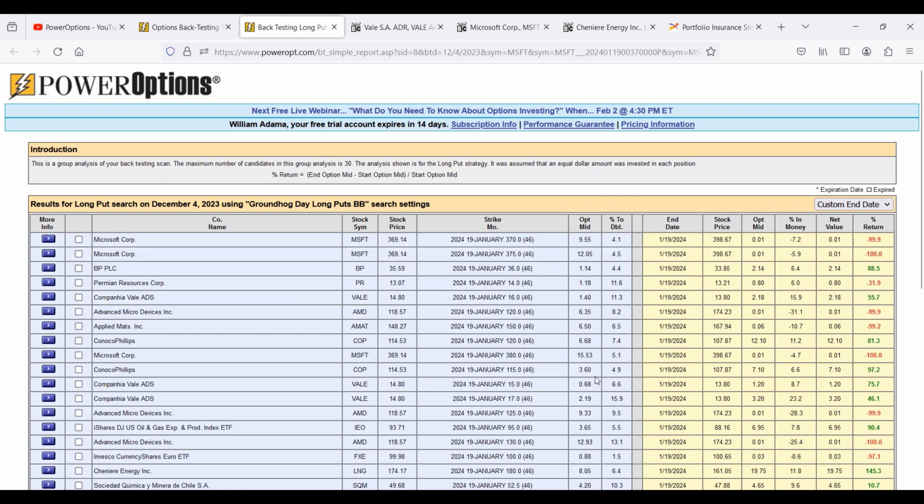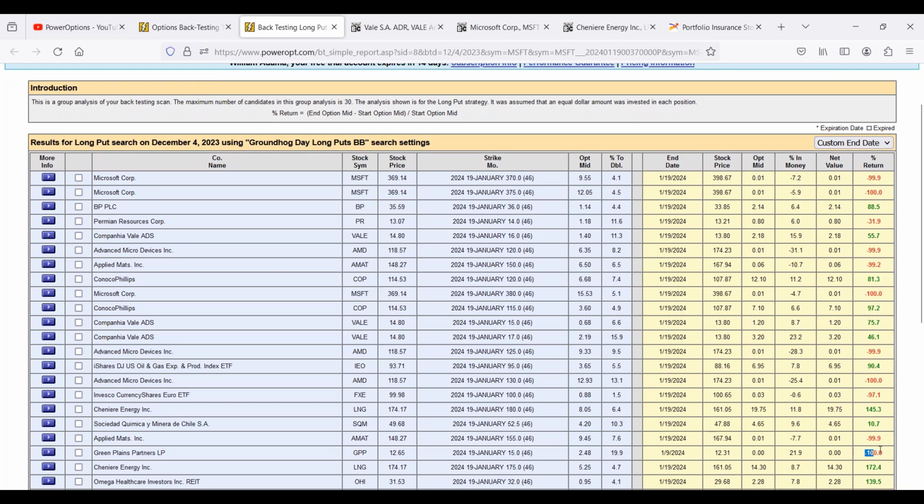And we've got a mixed bag of information here. We've got some that are near full loss at 100%. We expected that with the Microsoft chart we saw. Any of the Microsoft positions, we would have only taken one of them, not all three. But they were all near full loss.